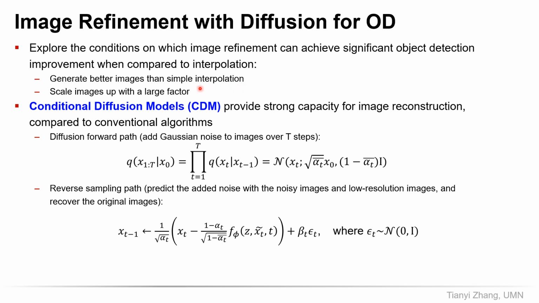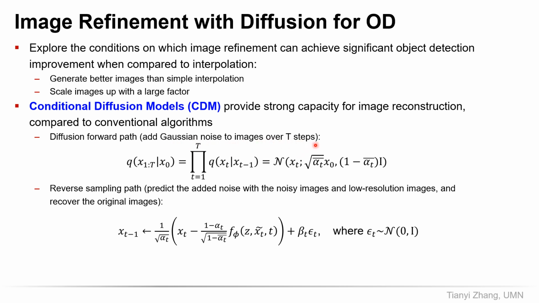So the improvement from the refinement method will not be enough, right? And actually we find the conditional diffusion models, CDM, indeed satisfy these 2 conditions. And there are 2 paths for the CDM. First one, the forward path. So it will keep adding Gaussian noise to the original images over t steps.